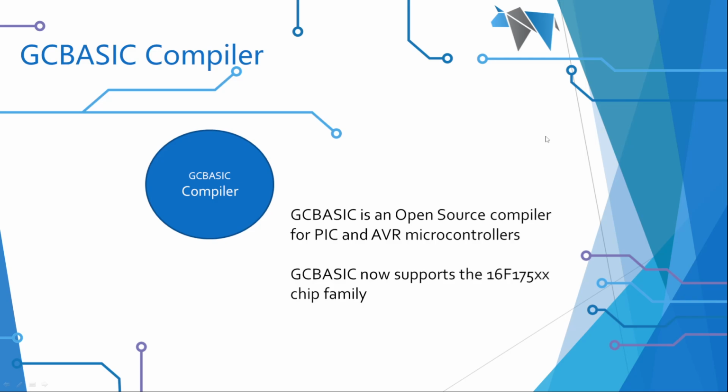GCBASIC, quick overview. It's an open source compiler for PICs and AVRs and LGTs as well, which isn't shown, and it supports these chip families. And that's great because it now works on these relatively new chips.